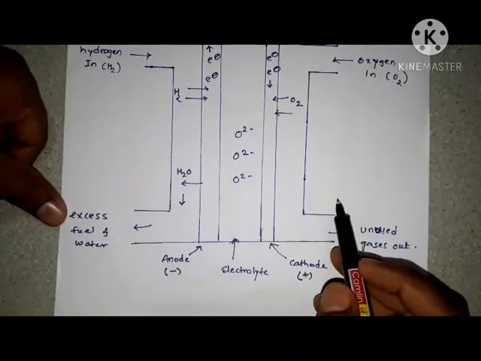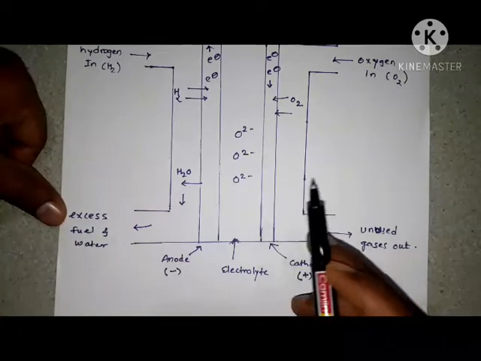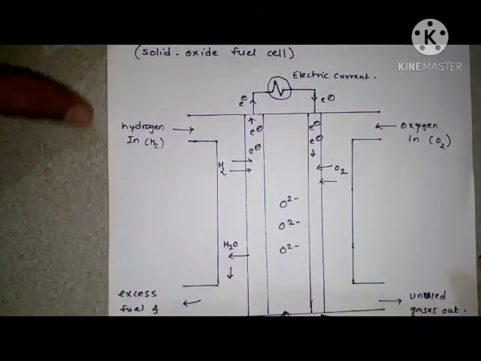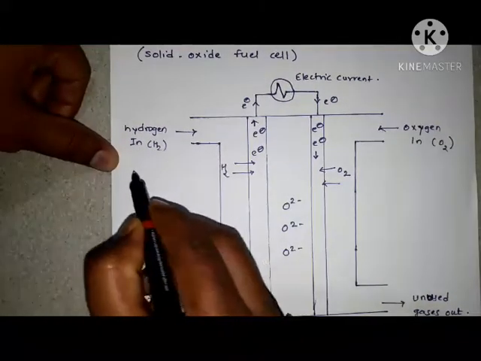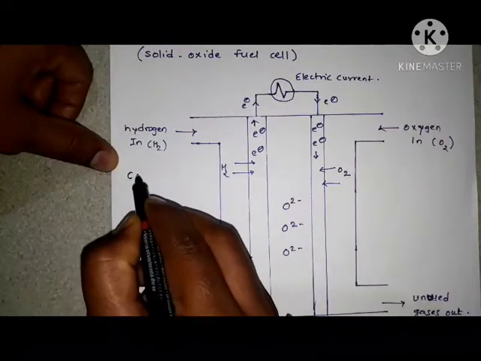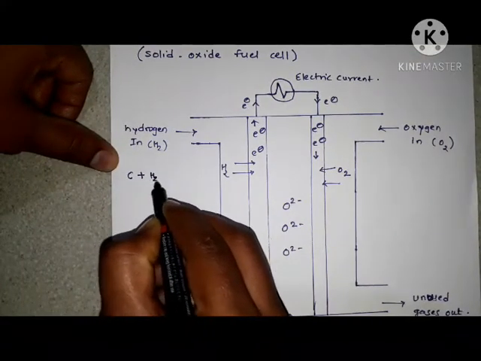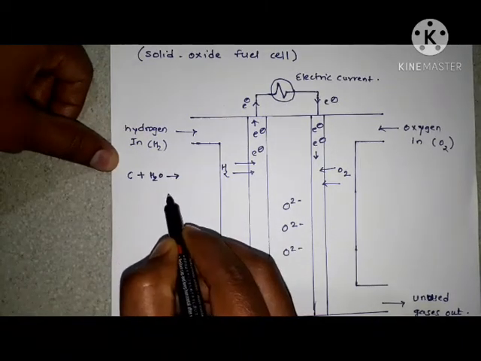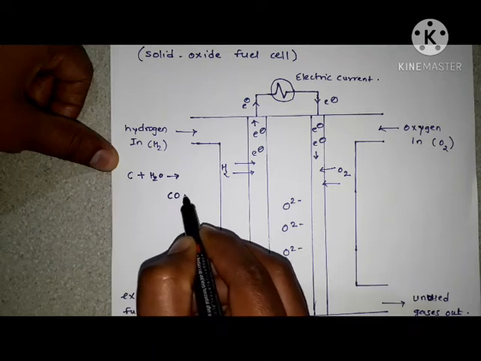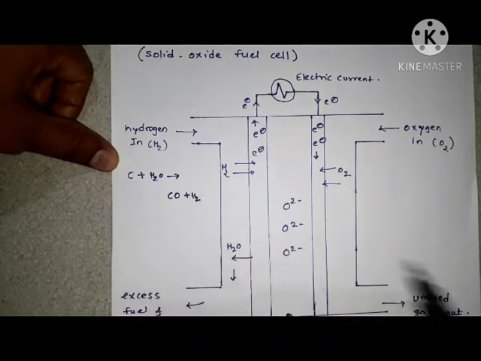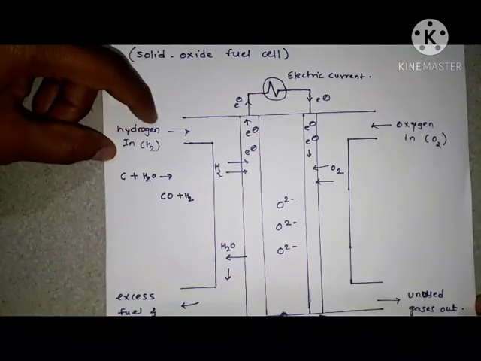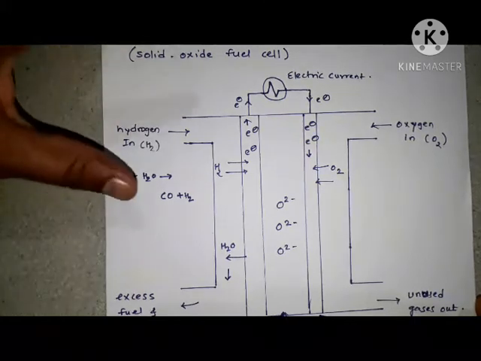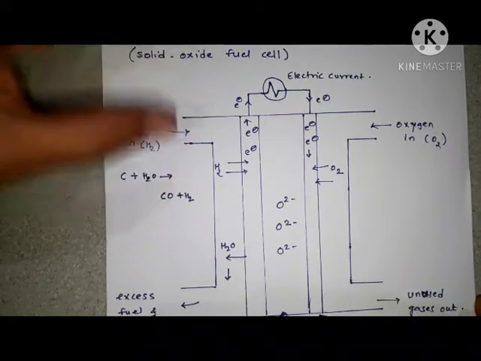Then hydrogen and carbon monoxide react with the oxygen ion at the anode. That means this is an important part again. How to form hydrogen gas? By using carbon plus H2O, then formation of carbon monoxide gas and H2. Okay, how will you prepare this hydrogen gas? Carbon plus H2O, then formation of carbon monoxide and H2.